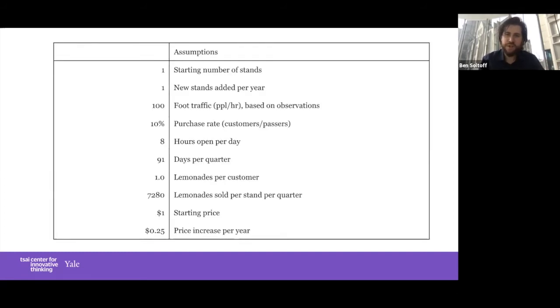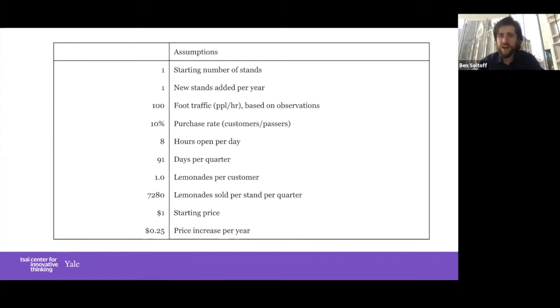We're going to assume that I start with just that one lemonade stand on Prospect Street, but that I add one new stand per year, which would then increase the revenue because I'm selling more lemonade. Then these next 5 assumptions I'll actually build into one figure, which is the lemonade sold per stand per quarter, the quantity of lemonade sold. But there's several components to that.